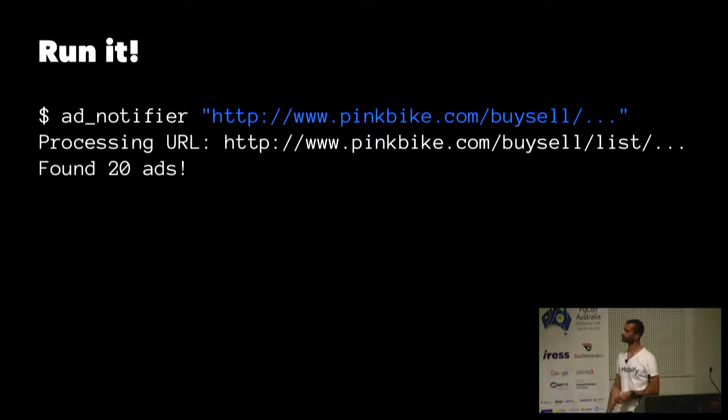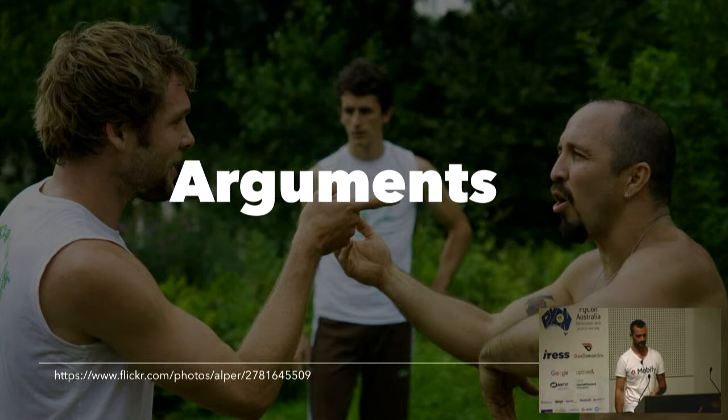The first thing I'm going to do is take a URL that has all the query parameters for the search in it, and I want to specify that to my command line client. The command line client is called add notifier, and I pass in as a mandatory argument my URL, which gets processed, and it tells me how many ads I have in there.